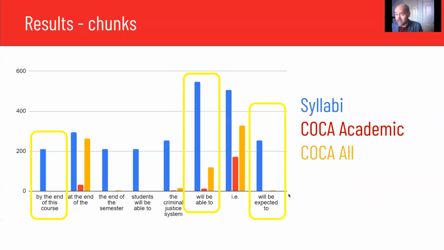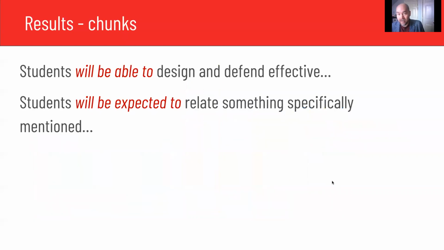Will be expected to is another one. It occurs almost never in academic writing generally, but very often in syllabi. And basically this has to do with the way learning outcomes are written. Learning outcomes are usually written with some version of will be able to or will be expected to. And that's what basically is responsible for these chunks being so overrepresented in the corpus.